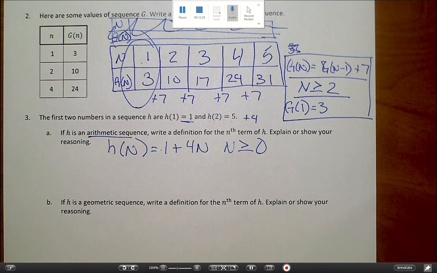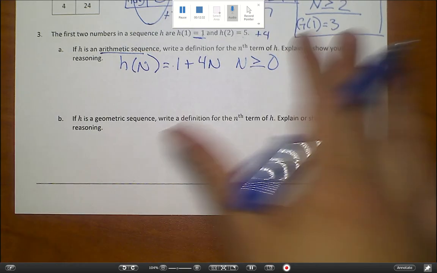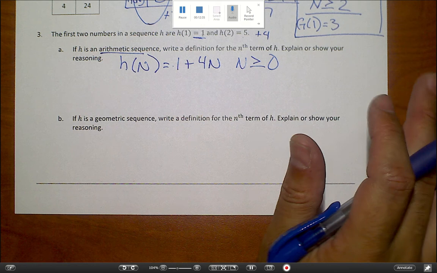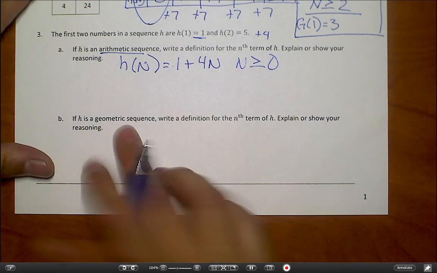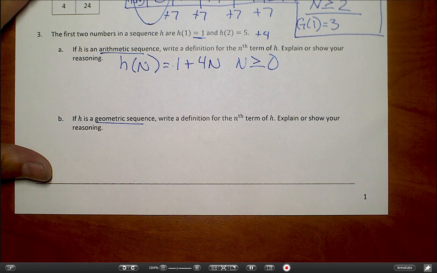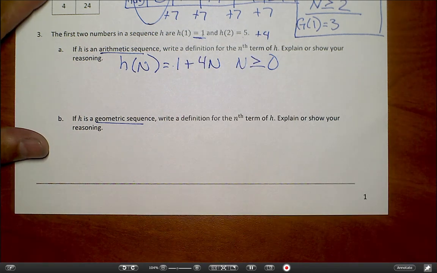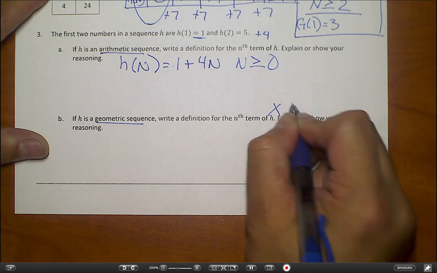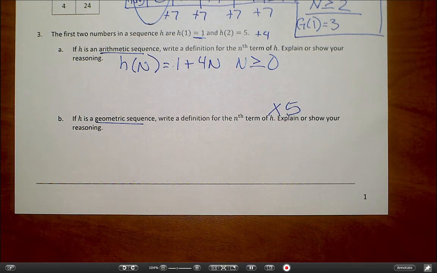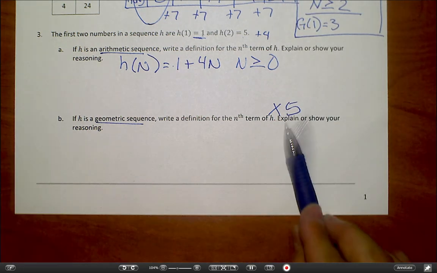All right, let's take a look at the next one now. Next one says geometric. So same thing, but it's a geometric series. If I'm going from 1 to 5, what is it doing? Multiply by what? 5. So times 5, right? It's a repeated multiplication of 5, over and over again.